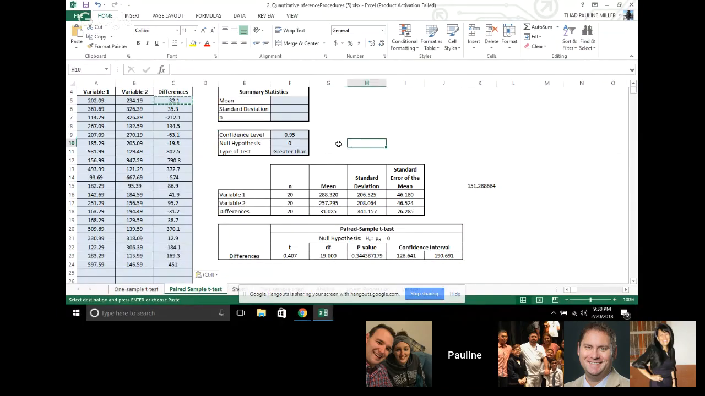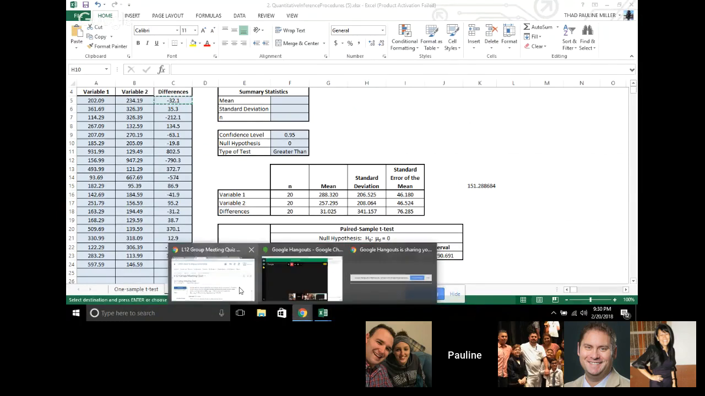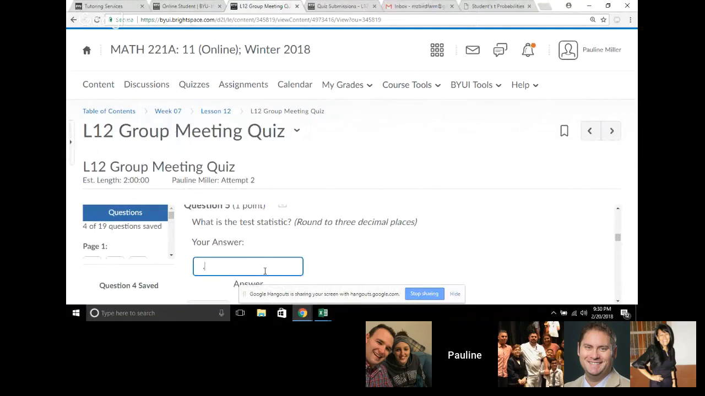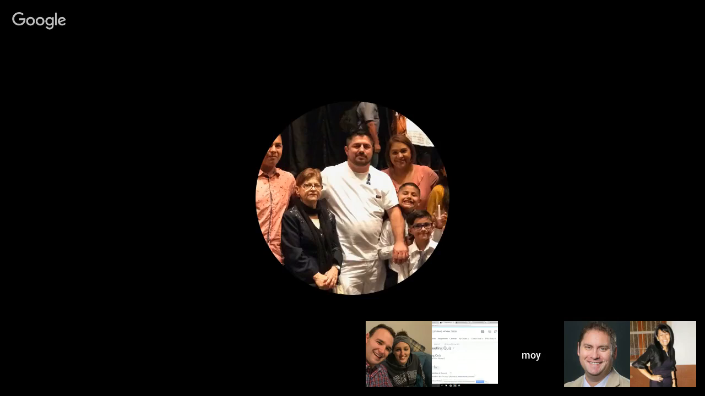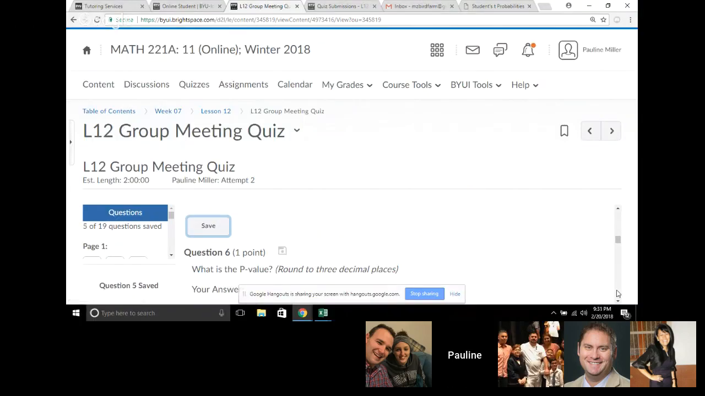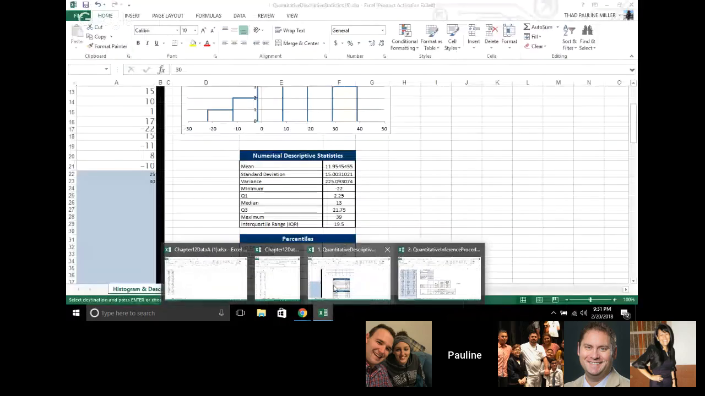There we go. Okay, so can you see that now we're not paying attention to these two, it's just the difference. So the t-score is going to be 0.407, and you just get that directly off that paper. So 0.407 is the answer. Is that what you got, Moses, too? Yes, 0.407. And then you go back, and that same thing is going to tell you what the p-value is.